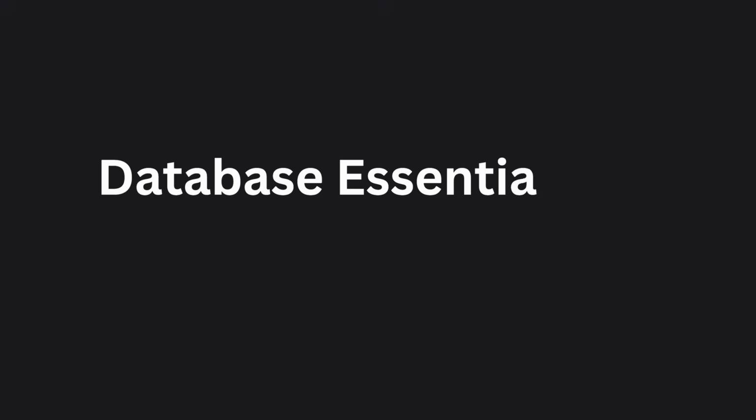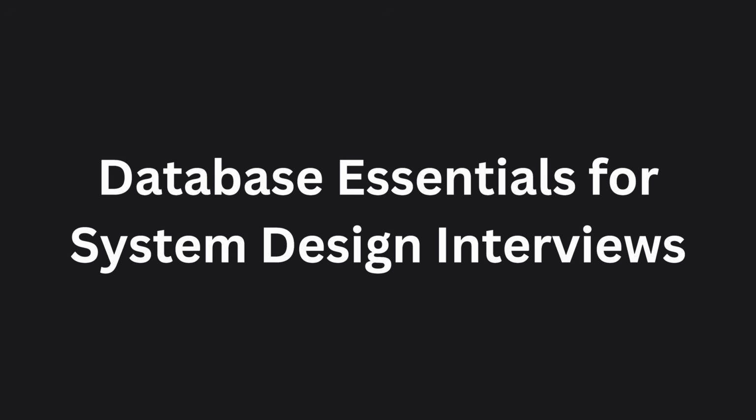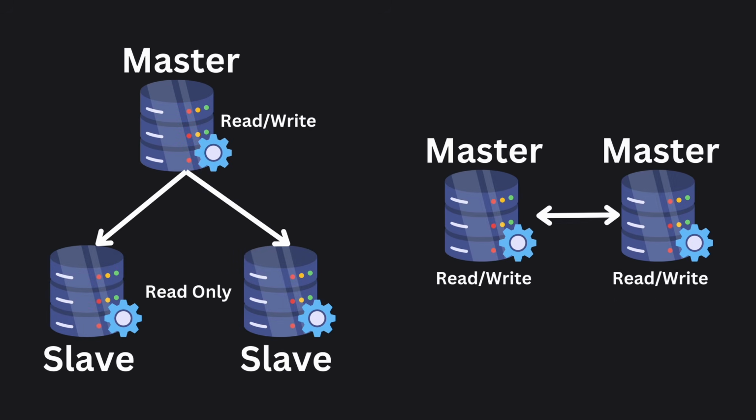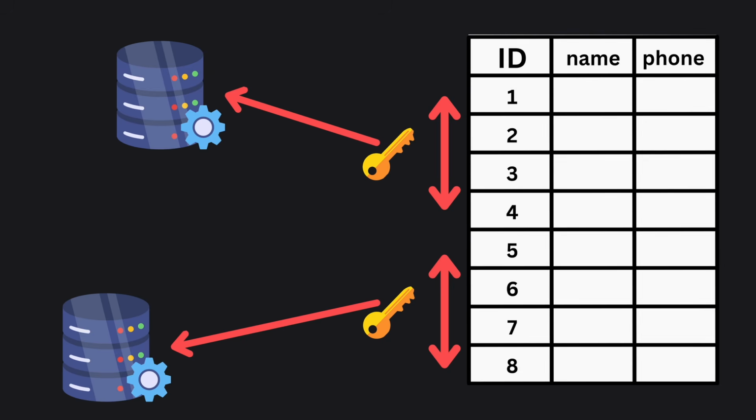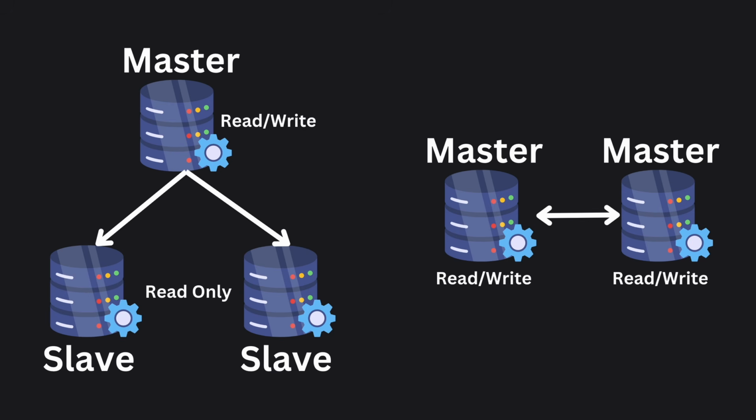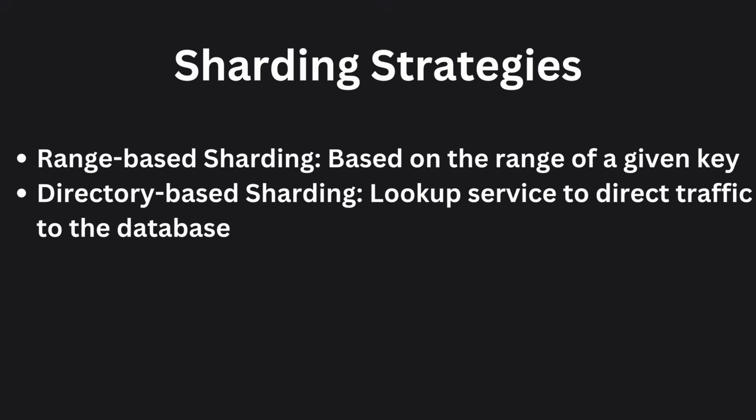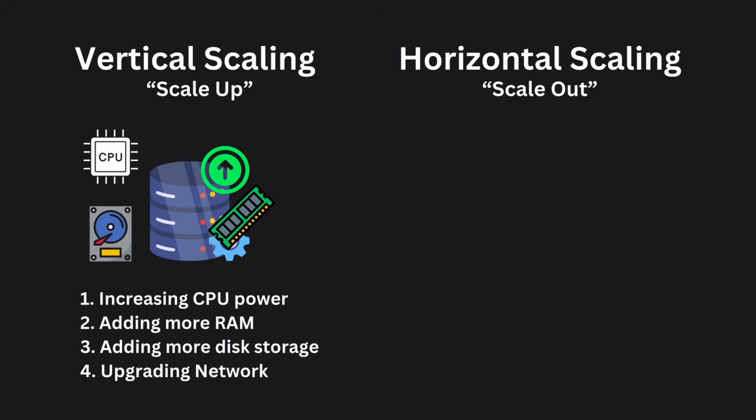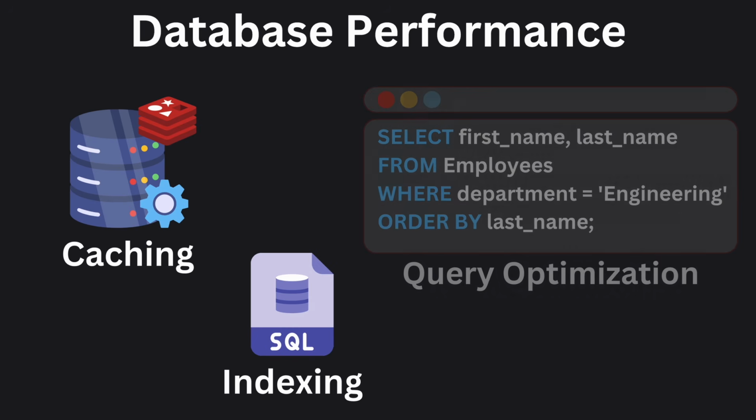System design interviews are incomplete without a deep dive into databases. In the next few minutes, I'll take you through the database essentials you need to understand to ace that interview. We'll explore the role of databases in system design, sharding and replication techniques, and the key ACID properties. We'll also discuss different types of databases, vertical and horizontal scaling options, and database performance techniques.